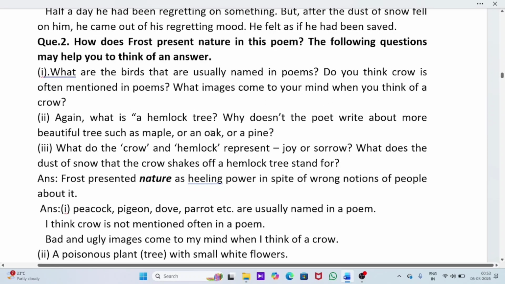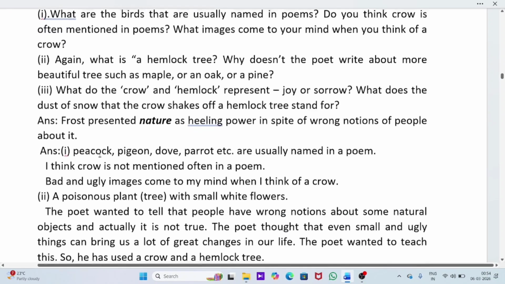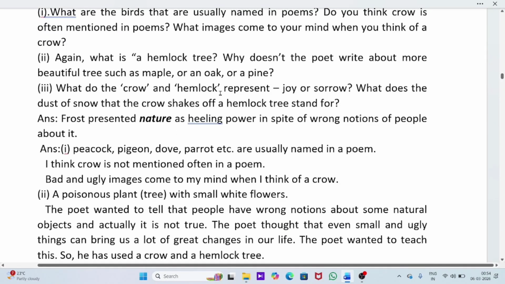Again, what is a hemlock tree? Why doesn't the poet write about more beautiful trees such as a maple or an oak or a pine? Number 3. What do the crow and hemlock represent? Joy or sorrow? What does the dust of snow that the crow shakes off a hemlock tree stand for?